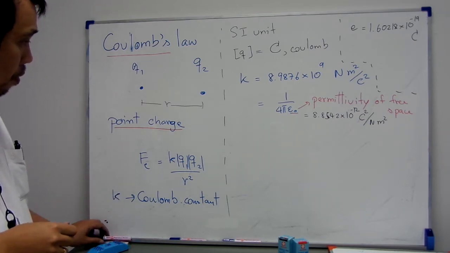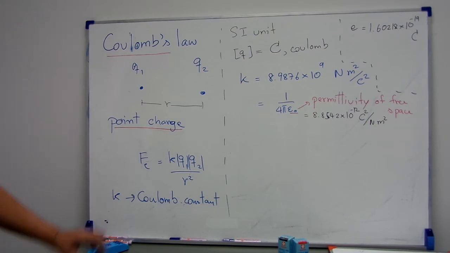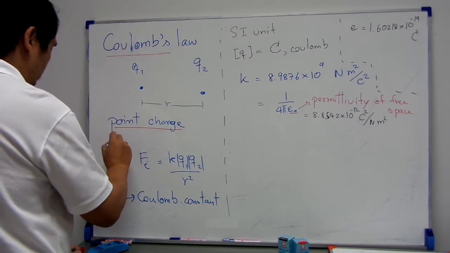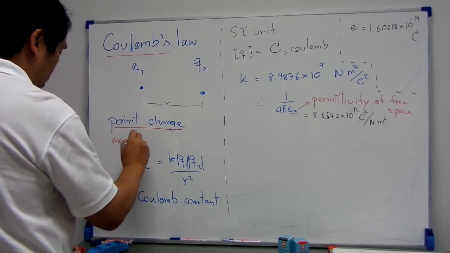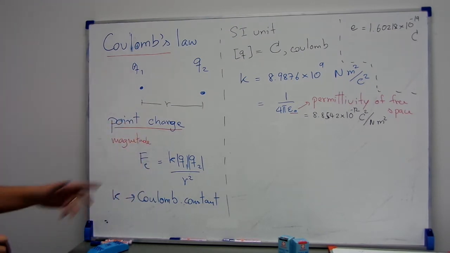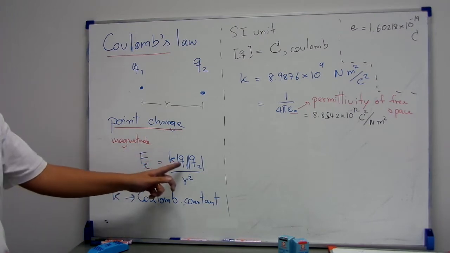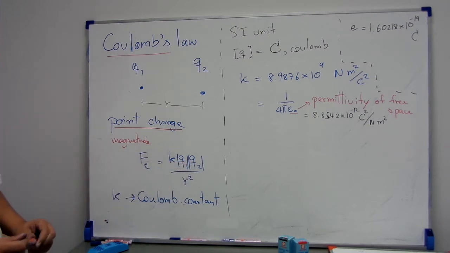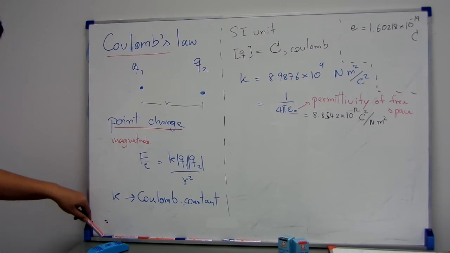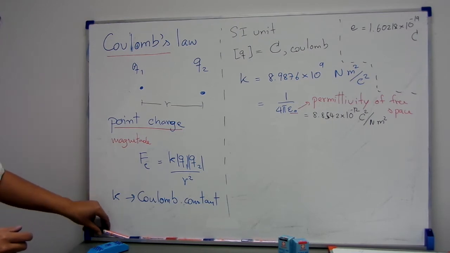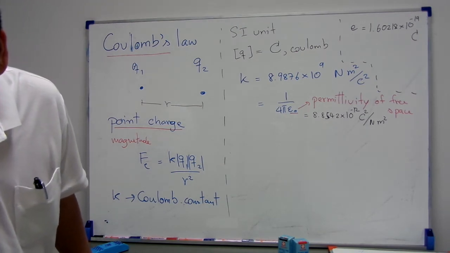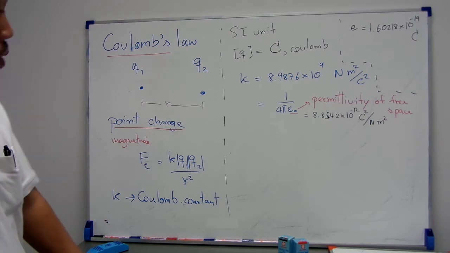Now we can see that this is the magnitude of the force between the charges Q1 and Q2, but force is a vector. So to complete this equation, we have to write it in vector form.